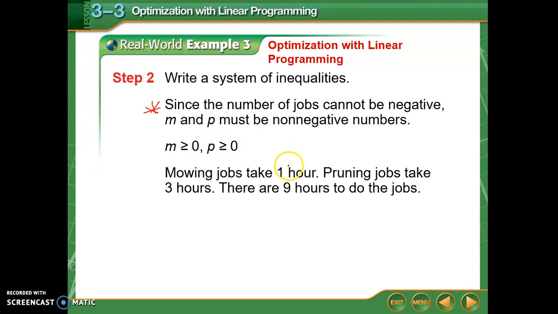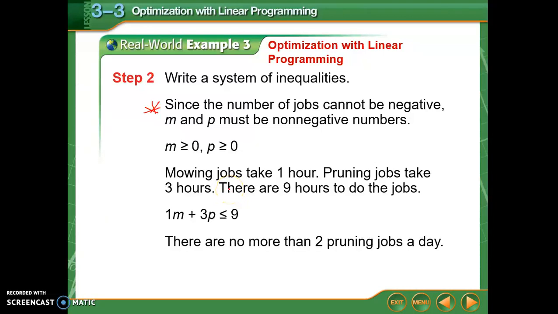Mowing jobs take 1 hour, pruning jobs take 3 hours, and I can only have 9 hours or less to do the jobs. So what we can write from that is that 1 hour per mowing job plus 3 hours per pruning job has to be less than or equal to 9. Remember, m is the number of mowing jobs. This coefficient here is the number of hours, so that I end up with hours. And we also saw that there could be no more than 2 pruning jobs per day. So the number of pruning jobs has to be less than or equal to 2.